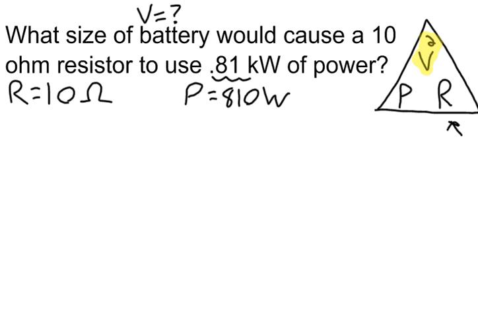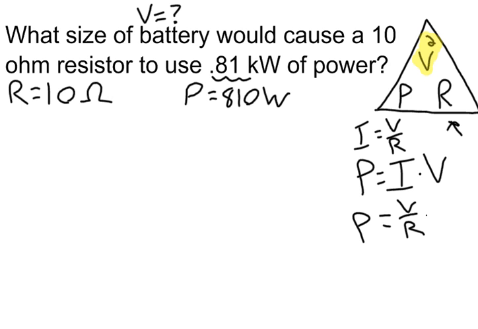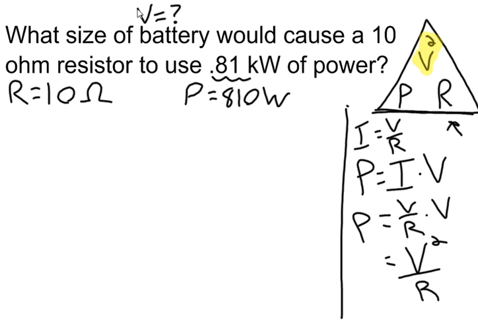And if we didn't know this equation, we could have built it. Because P is equal to I times V. But if we don't know I, we do know that I is equal to V over R. And we could replace the I with V over R. And we get P is equal to V over R times V, or V squared over R. And it builds that formula for us. Not an easy way of doing it. We're definitely much better off just memorizing or writing down this formula so we have it.